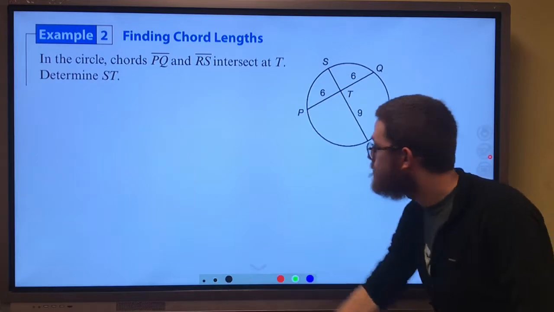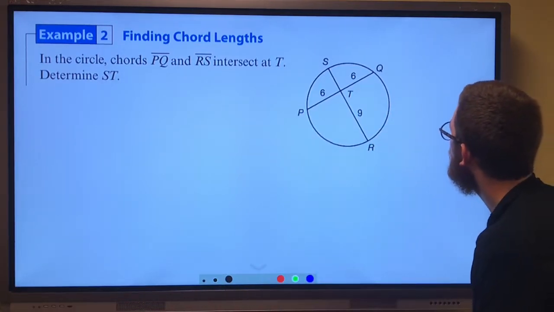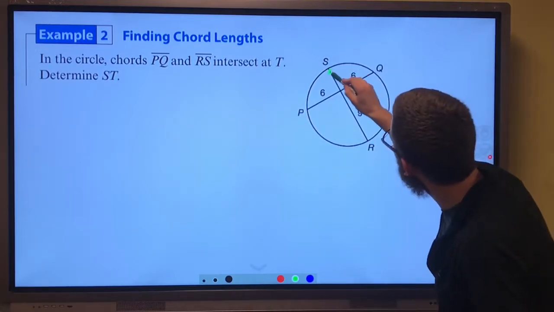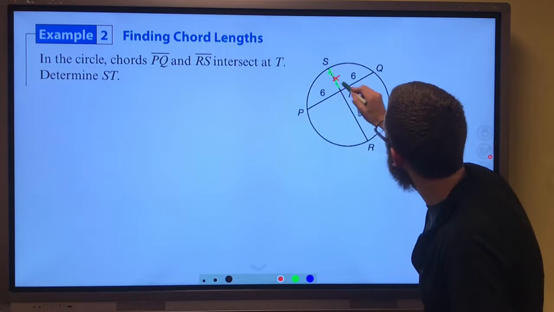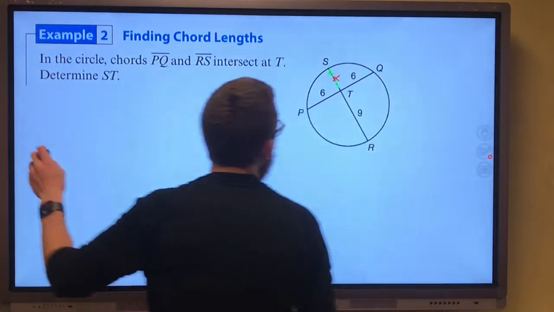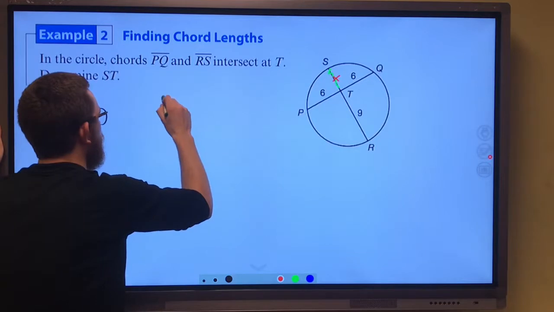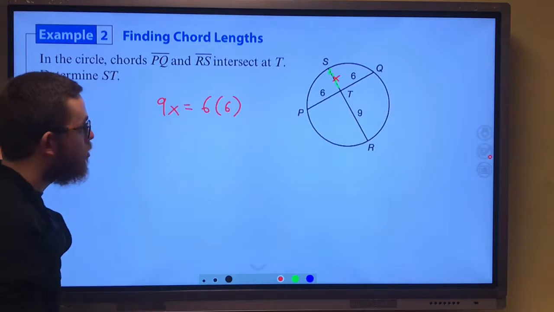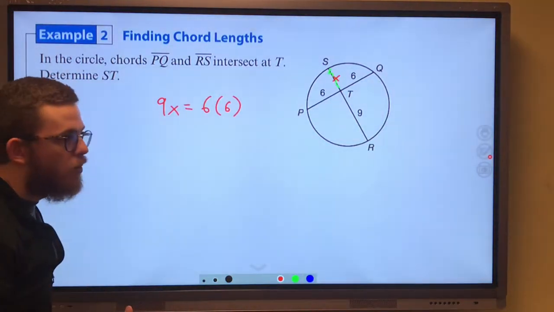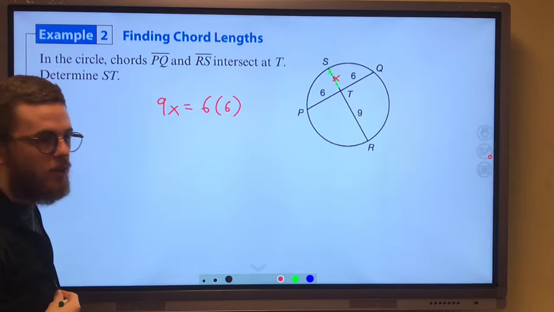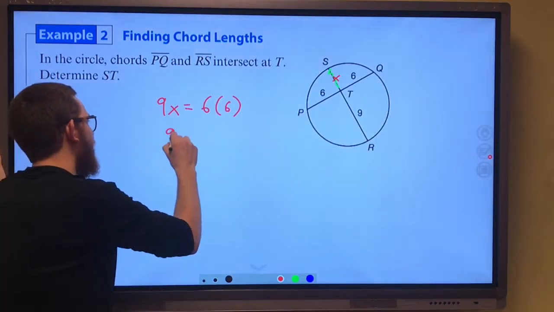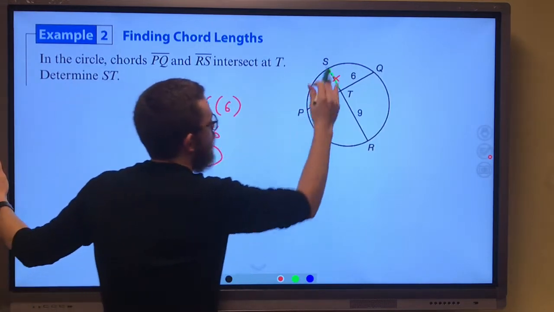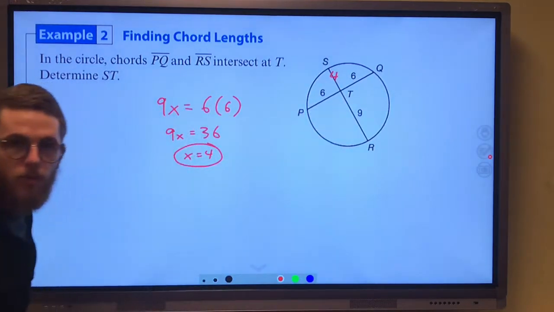Here it says, in the circle chords PQ and RS intersect at T. We can see that. We want to determine ST. I'm going to label ST as X. We like to see a good X in our problem. Well, I know that X times 9, 9X, would equal 6 times 6. That is, the product of the segments of one chord intersecting another equals the product of its segments. So we know 9X equals 36, so X must equal 4. That must have a length of 4.